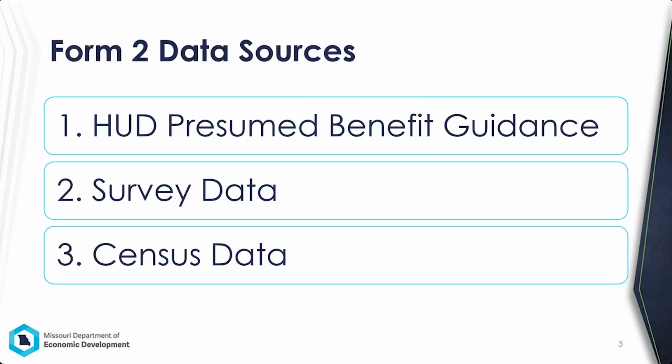The data sources used to complete Form 2 vary depending on the type of project. Factors such as the national objective used and whether a survey was conducted will play a role in determining which LMI data to use. For projects meeting the LMI limited clientele national objective under presumed benefit, we would use option 1, which is the HUD presumed benefit guidance. For projects meeting the LMI national objective using survey data, we'll use the survey data obtained at the time of application. For all other projects, we'll use American Community Survey data from the census.